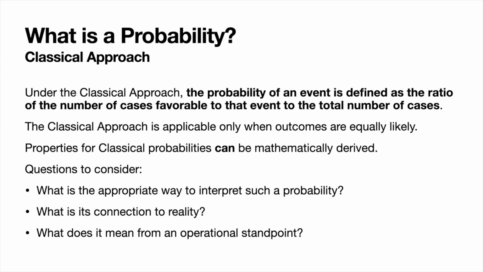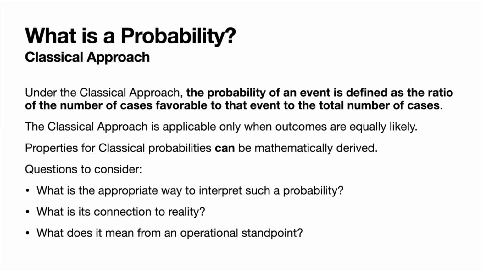Under the classical approach, the probability of an event is defined as the ratio of the number of cases favorable to that event to the total number of cases. So it's a simple ratio. Now, the classical approach is applicable only when outcomes are equally likely. Properties for classical probabilities can be mathematically derived.